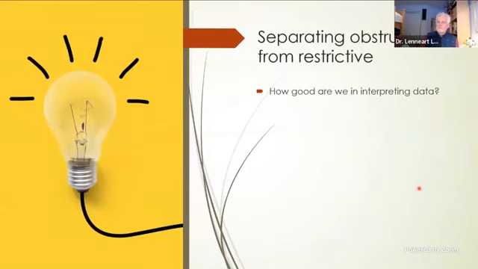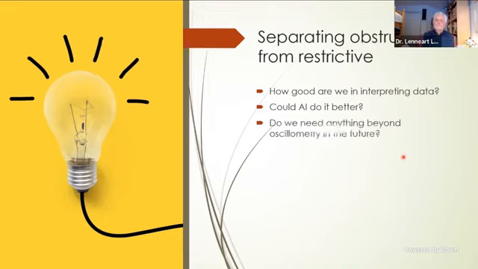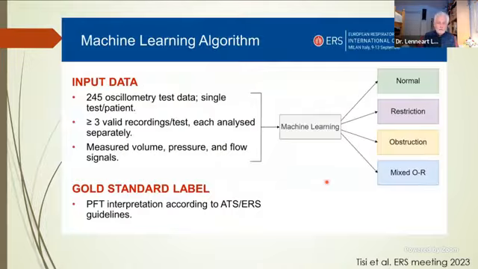All right. The last thing I would like to highlight: how good are we at interpreting data? Could artificial intelligence do it better? Do we need anything beyond oscillometry in the future? Well, this is again from ERS, and this was shared with me by Dr. TC from Toronto. They had a machine learning algorithm.